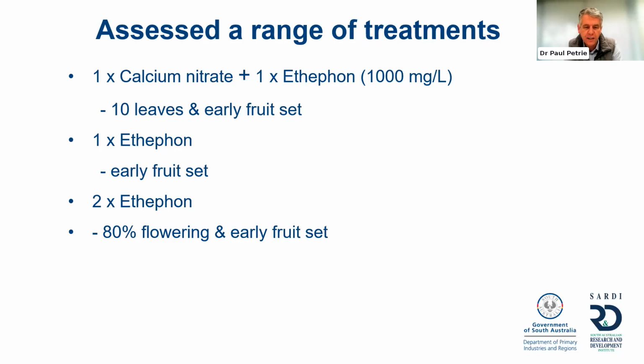So we looked at it, as I said, in combination with calcium nitrate. The calcium nitrate was applied at 10 leaves, and then the Ethephon was applied at early fruit set, or by itself, just at early fruit set, or if we did 2 applications, one at 80% flowering and again at early fruit set. It was applied in combination with a non-ionic wetting agent. And I want to emphasize that those developmental stages are, we think, quite critical for the effectiveness of this as a treatment.